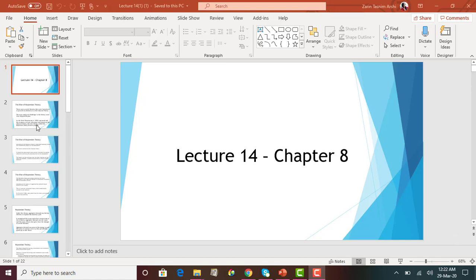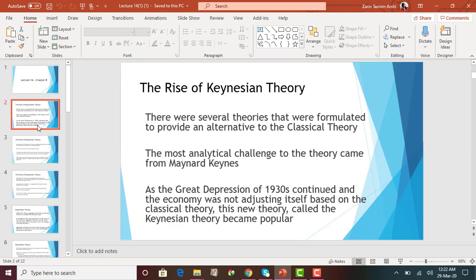Okay, now if you remember, previously we talked about classical theory and new classical theory. The basic principle of classical theory was that we start with the supply, and supply will create its own demand, right? Classical theory also says that in the long run, the economy will always come back to equilibrium. In the short run, we can have some recessions and some disruptions in the economy, but in the long run, because of flexible interest rates, prices and wages, the economy will always come back to equilibrium.